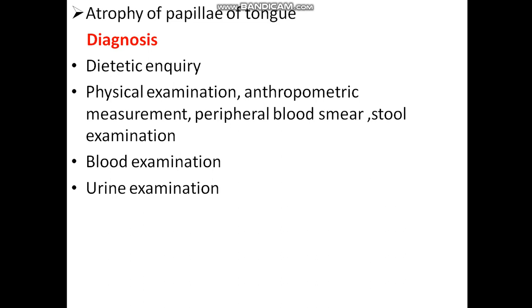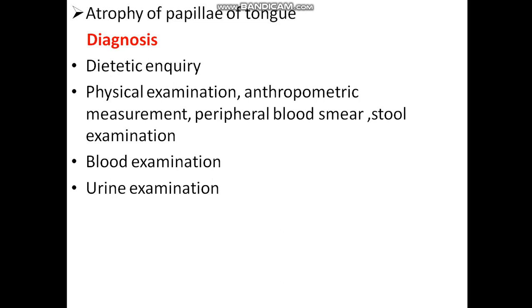Next is the diagnosis. Diagnosis: dietetic inquiry, history of the diet pattern, then physical examination, anthropometric measurements like height, weight, mid-arm circumference, head circumference, then peripheral blood smear. In a peripheral blood smear, you can see whether the child is having anemia or not.